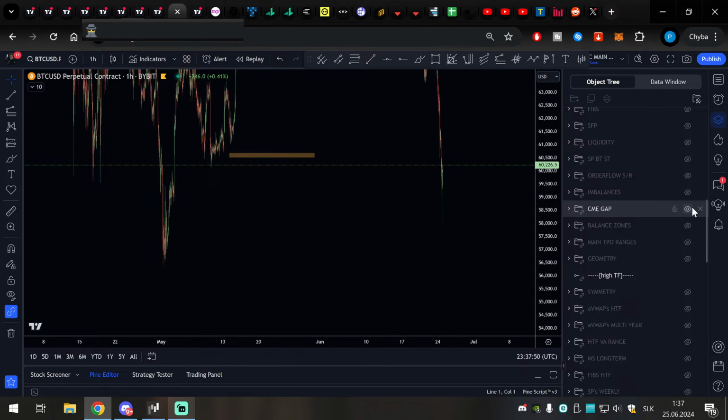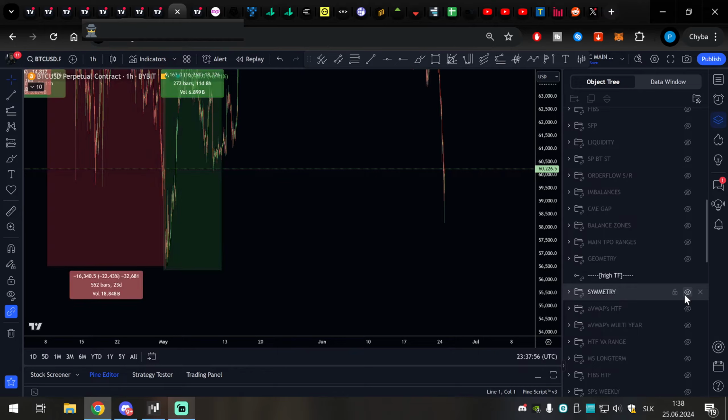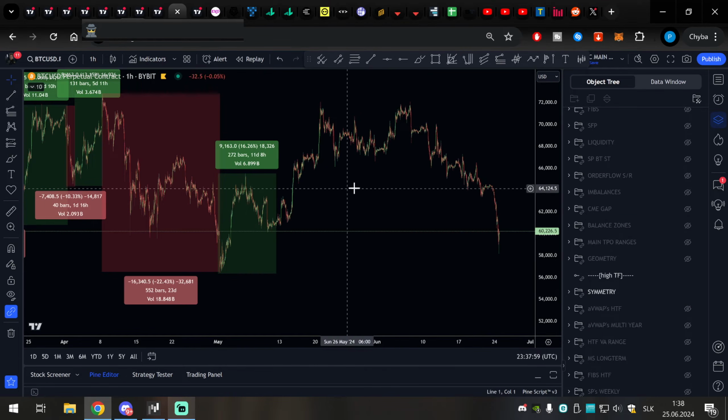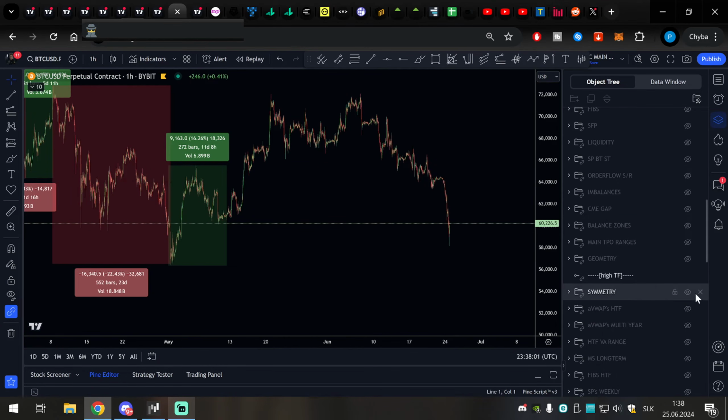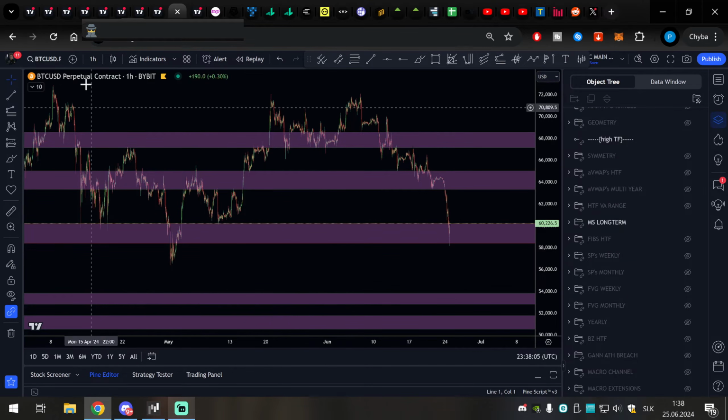What else do we need? CME gap. Actually, the CME gap was closed here. That was acting as a confluence for one of the trades. Symmetry, I need to do another symmetry. We don't need that. And how about longer term market structures? Oh, here we are.